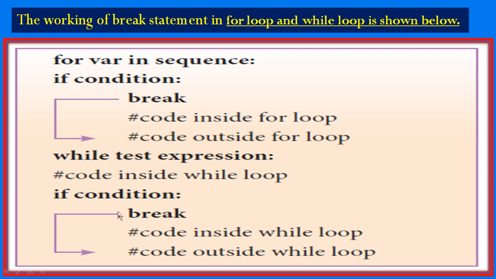Next, here the break statement is within the while loop. When the break statement is evaluated, the code inside the while loop is skipped and the control transfers to the outside of the while loop. This is the working of the break statement in the for loop and while loop. Totally, the break statement terminates the current loop.